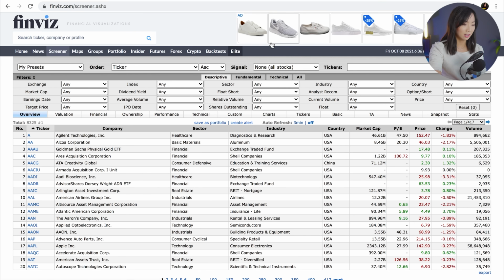But first of all, let's close my Google ad on the top. Yes, I was shopping for some shoes.